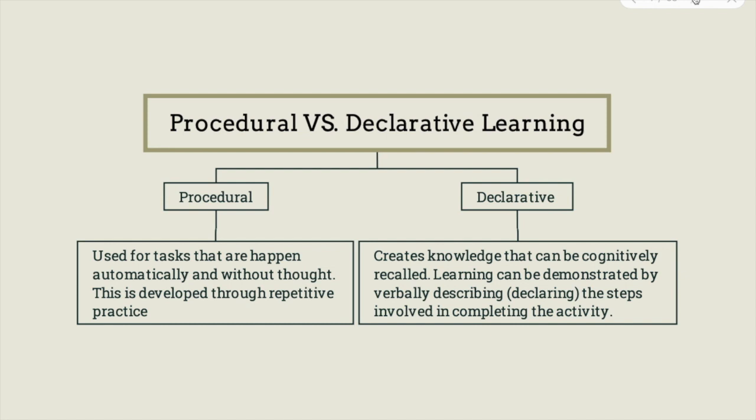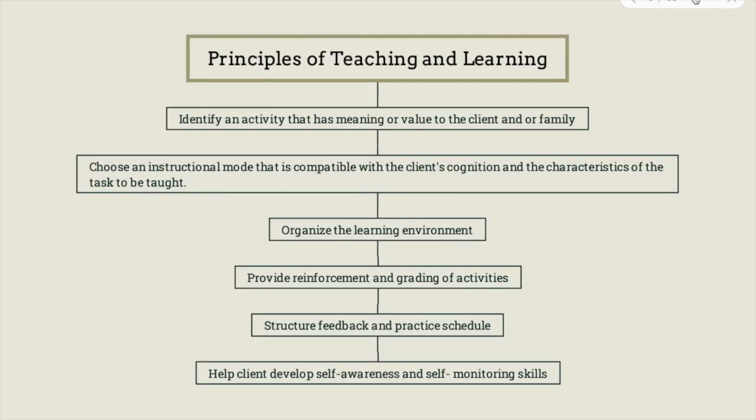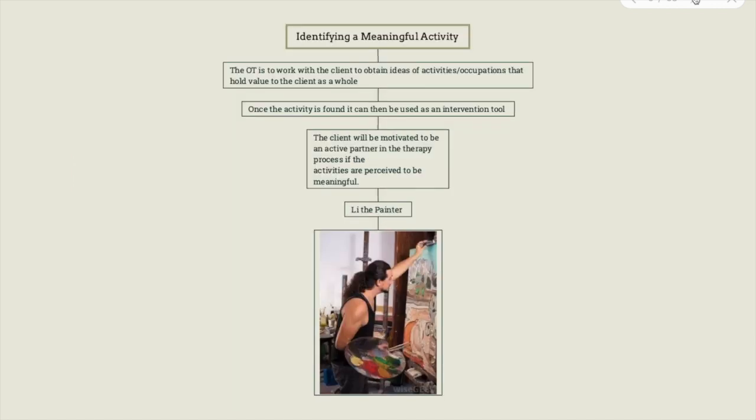There are principles of teaching and learning. So first you're going to identify an activity that has meaning, and then you're going to find an instructional mode that is compatible with the client's cognition for the task, and then organize their learning environment, provide reinforcement and grade activities, structure feedback, and develop practice schedules, and help the client develop self-awareness and self-monitoring skills.